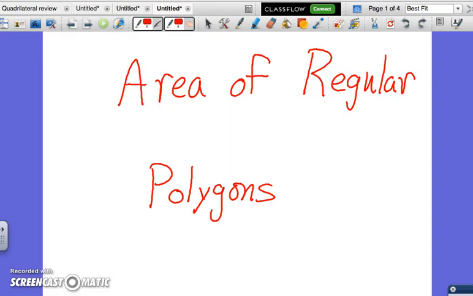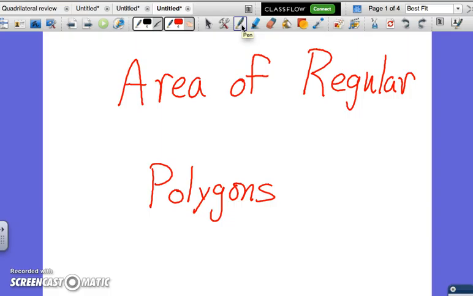So first of all, polygons. We've been talking about polygons, and we said a polygon is simply any closed, many-sided figure. This is going to work for any regular ones. Remember, regular means that all the sides and all the angles are the same.